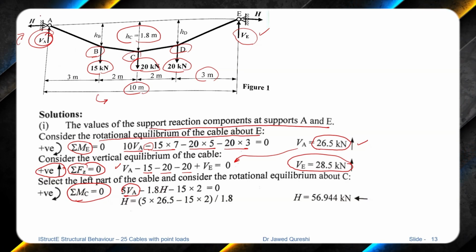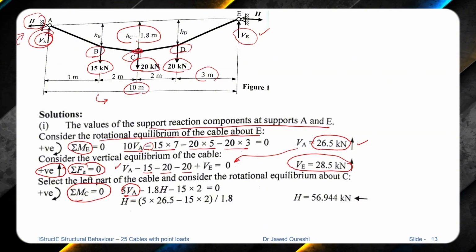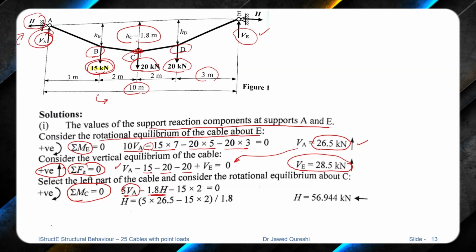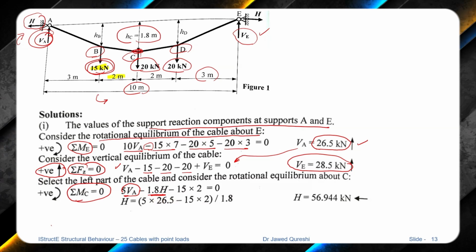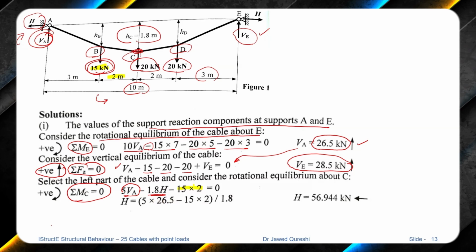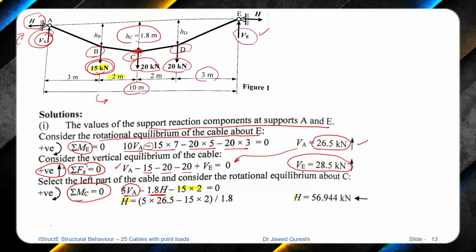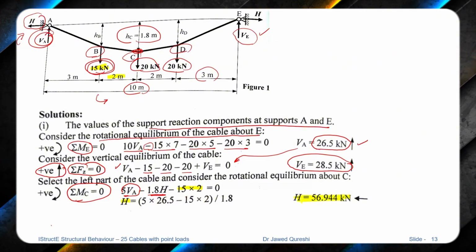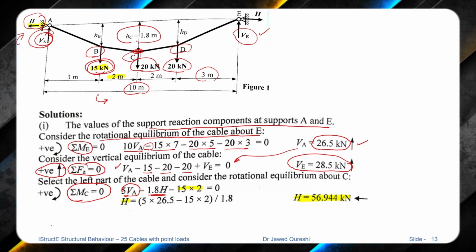And HA is pointing leftwards. The distance between H and this point C is 1.8, so that's the reason we have 1.8 here. And we have this 15 kilonewton, which is 2 meters away from C. So that's the reason we have 15 times 2, and it is creating an anti-clockwise moment. If we simplify it, the value of H comes out to be 56.94 kilonewton, and it is pointing towards the left. It means that the assumed direction is fine.